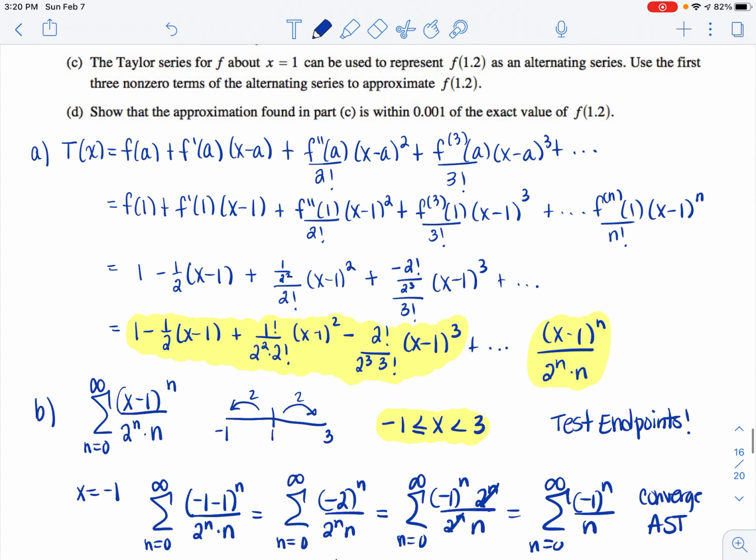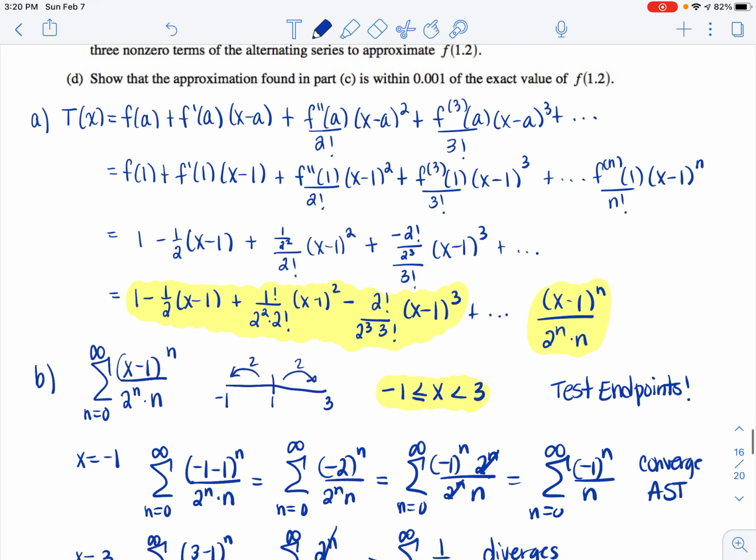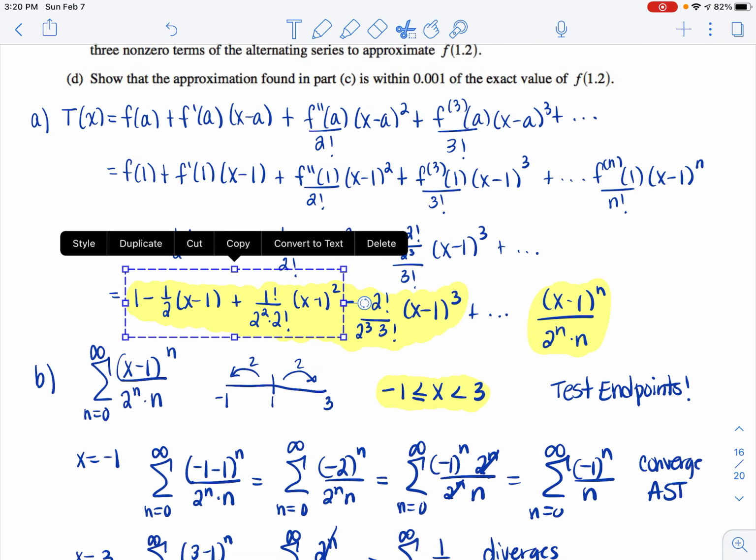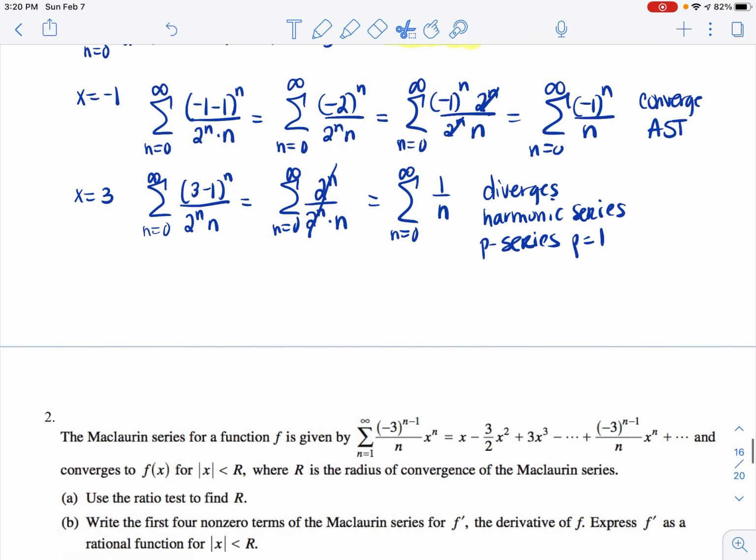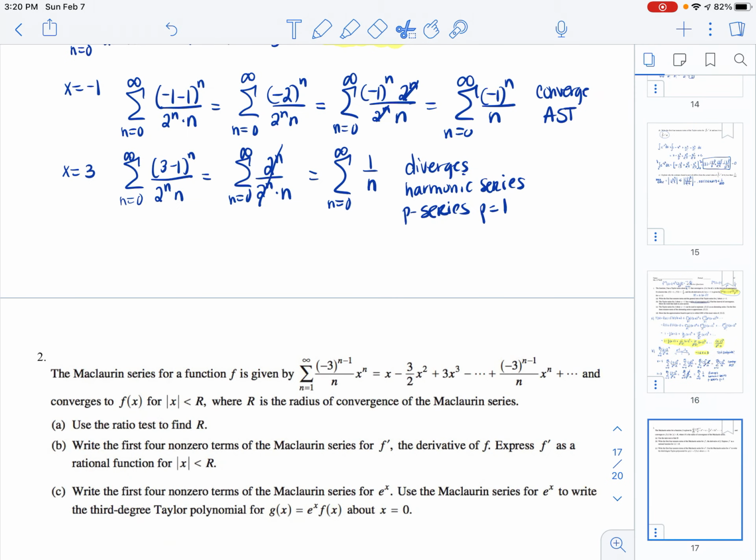Okay, part C. The Taylor series for f about x equals 1 can be used to represent f of 1.2 as an alternating series. Use the first 3 non-zero terms of the alternating series to approximate f of 1.2. So basically what we're going to do here is take the expression we had before. It asks us to use the first 3 terms, and we're going to plug 1.2 into that.